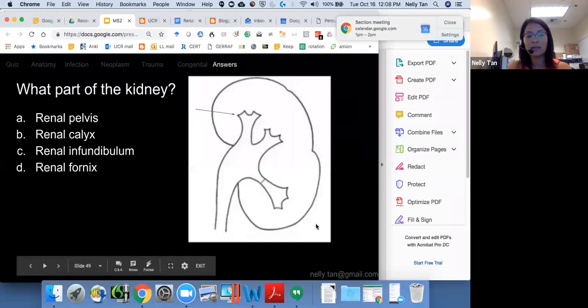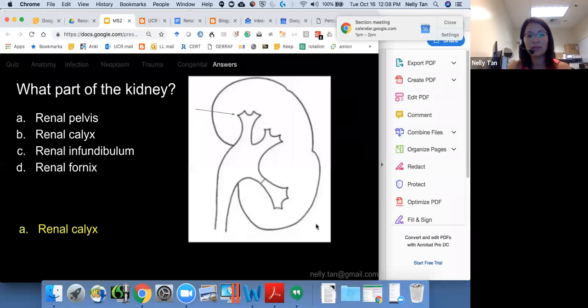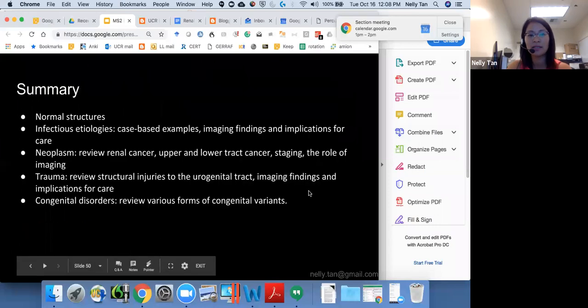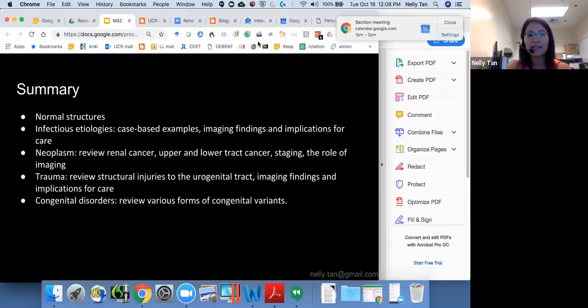What part of the kidney is the arrow pointing to? Fornix, good. Oh, okay, well, the calyx is here, and then you have the tip, which is the fornices. Good. That's all. Any questions for me?